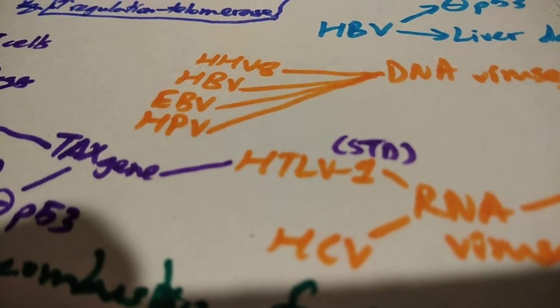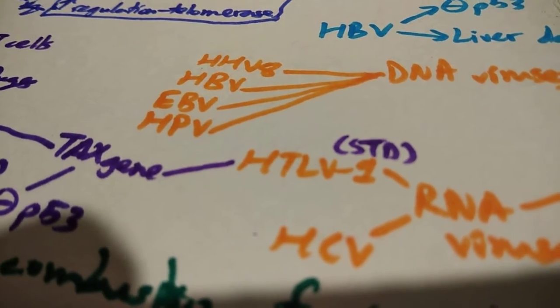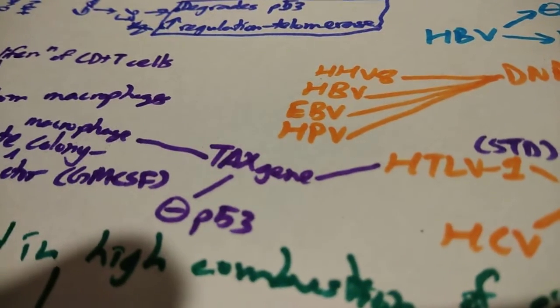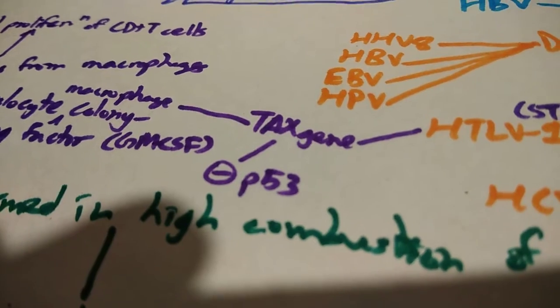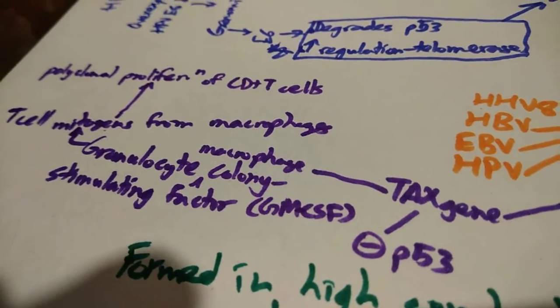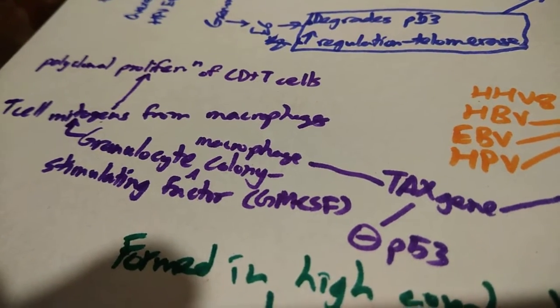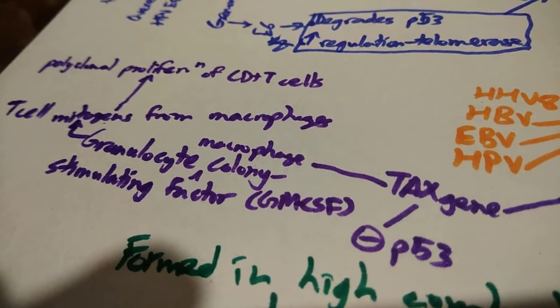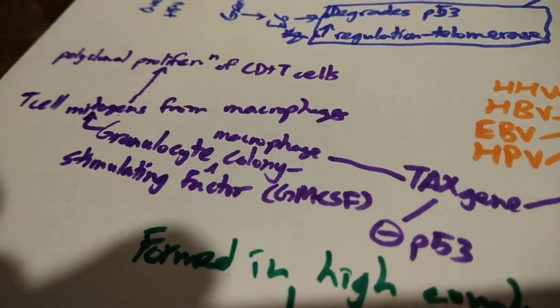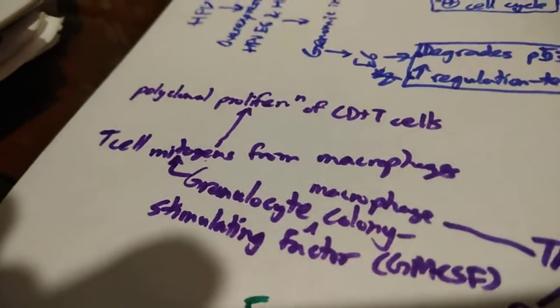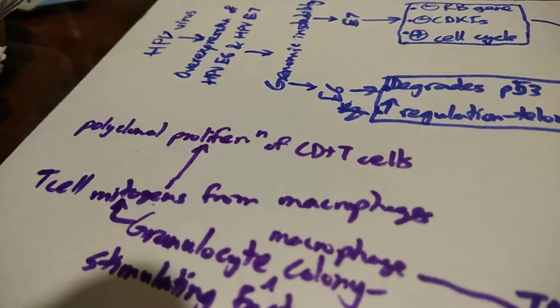The HTLV1 virus integrates with host DNA and produces the TAX gene. Now, this TAX gene inhibits the p53 gene, and it also releases a type of growth factor, which is granulocyte macrophage colony stimulating factor, also called GM-CSF. Now, this GM-CSF promotes T cell mitogens from macrophages to cause polyclonal proliferation of CD4 T cells.